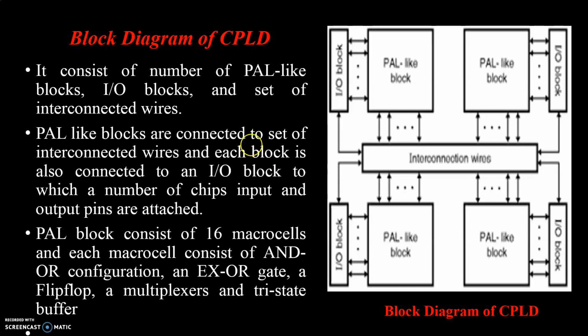This is the block diagram of a CPLD. It consists of PAL-like blocks, input-output blocks and a set of interconnected wires. PAL-like blocks are connected to the set of interconnected wires and each block is also connected to an input-output block to which a number of the chip's input and output pins are attached. A PAL block consists of 16 macrocells and each macrocell consists of an AND-OR configuration, an XOR gate, a flip-flop, a multiplexer and tri-state buffers.